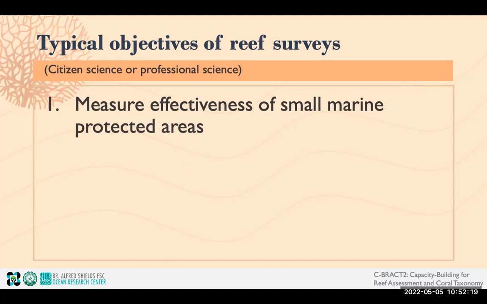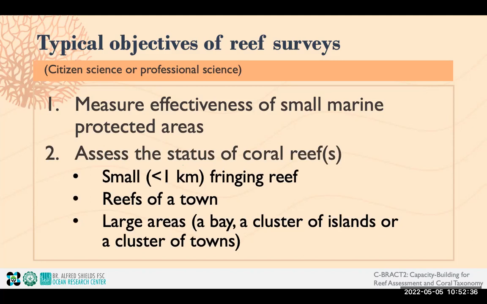There's a good paper by Richard Mualil, for example, comparing yung potential ng maliit na protected areas as opposed to Bataha, which is very big. And so usually yung fish biomass is about 17 times higher. The other objective ng mga surveys is to assess status of reefs in small areas, but in some cases, it's a bigger project that assesses a bay, a cluster of islands, a channel, like VIP, or a cluster of towns, or even provinces.